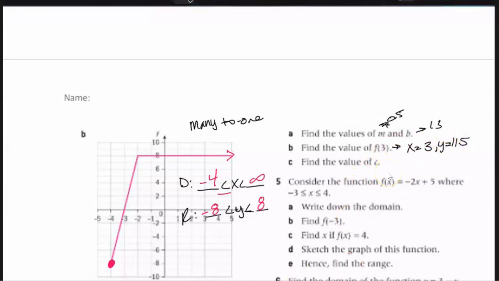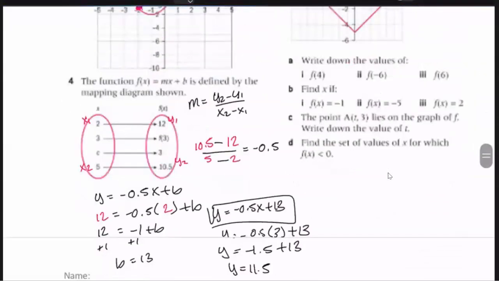Find the value of c. So they want you to find c. We found going this direction, 3 maps to 11.5 by using the formula. Now we have to go backwards. We know the end result. We need to figure out what x is to get 3. So this time, you're going to plug in 3 for y, and you want to figure out what x value makes this true.